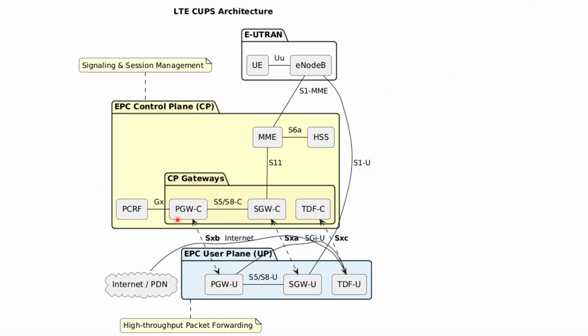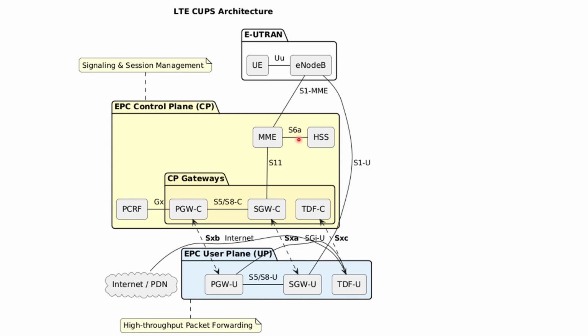Now we have a separate user plane, the EPC user plane, and this is where high throughput packet forwarding happens. Here we have PGW-U and SGW-U, and they handle the actual user data packets and connect with the S5/S8-U interface. Here we have TDF-U as well, alongside TDF-C. These are the traffic detection functions, and here we manage application specific traffic detection and enforcement of the rules.